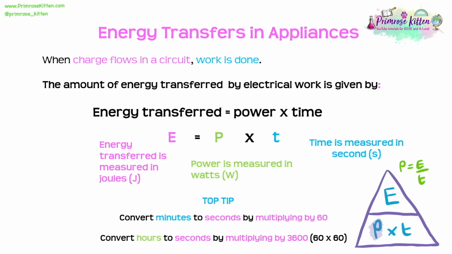Here I've included a little top tip, and this applies to any equation, not just this one. We might need to convert minutes to seconds. We need to know that we do this by multiplying the minutes by 60. Alternatively, they might give you the time in hours instead. And again, in all likelihood, we're going to need to convert this into seconds. We do this by multiplying by 60 to get it into minutes, and then by 60 again. So multiplying by 3,600 converts hours to seconds so that we can use it in this equation.